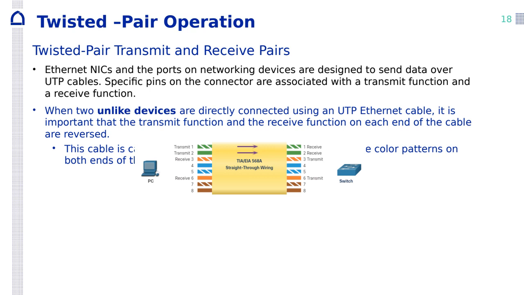Twisted pair operation. Okay, I have my network card. It has a jack. You insert the socket, the jack. They are designed to send data over UTP cables. Specific pins on the connector are associated with the transmit function or receive function. When two unlike devices are directly connected using a UTP cable, it is important that the transmit function and the receive function on each end of the cable are reversed. Okay?